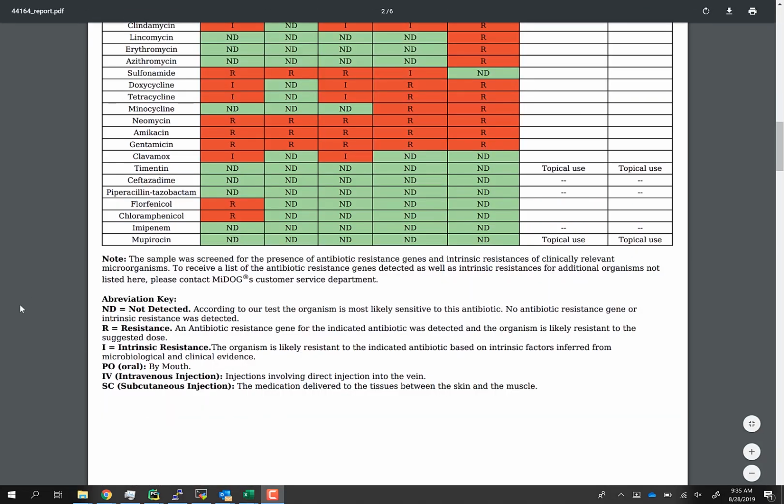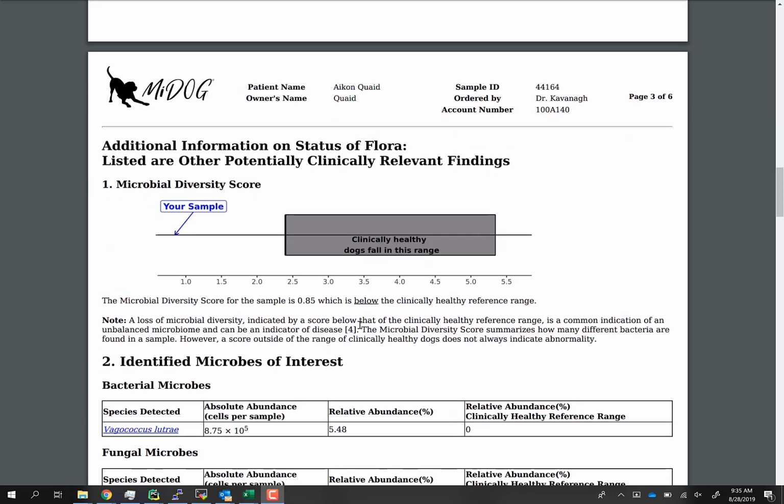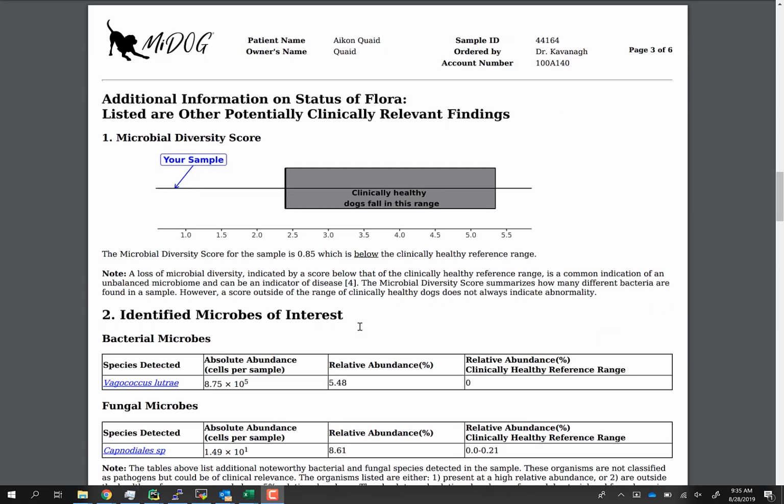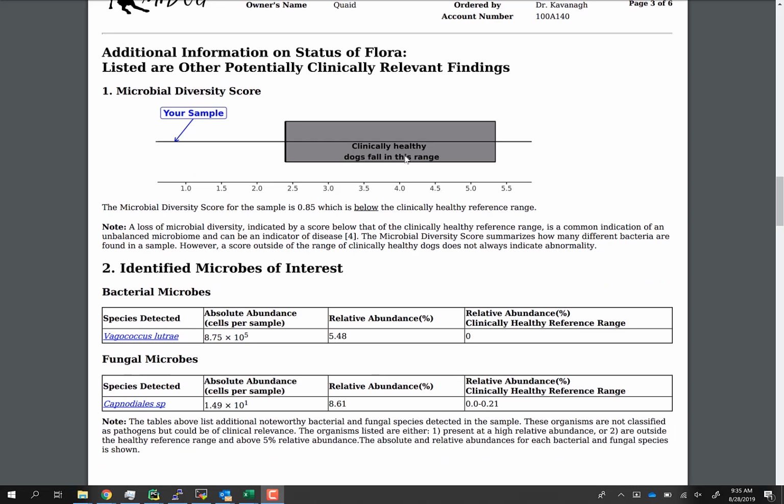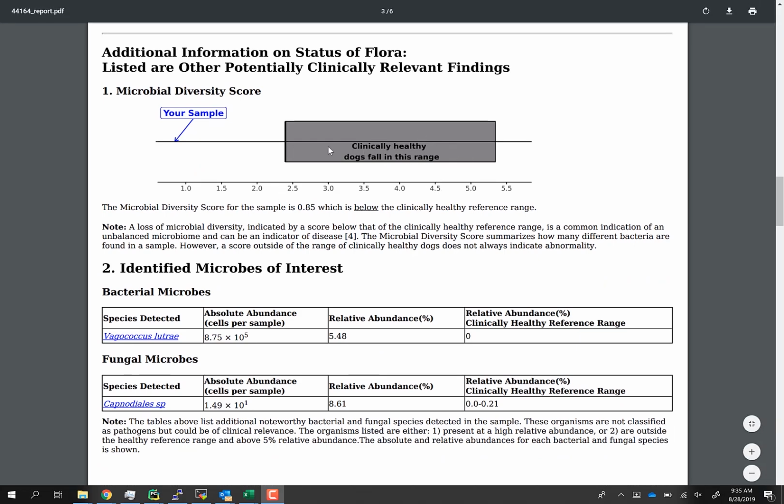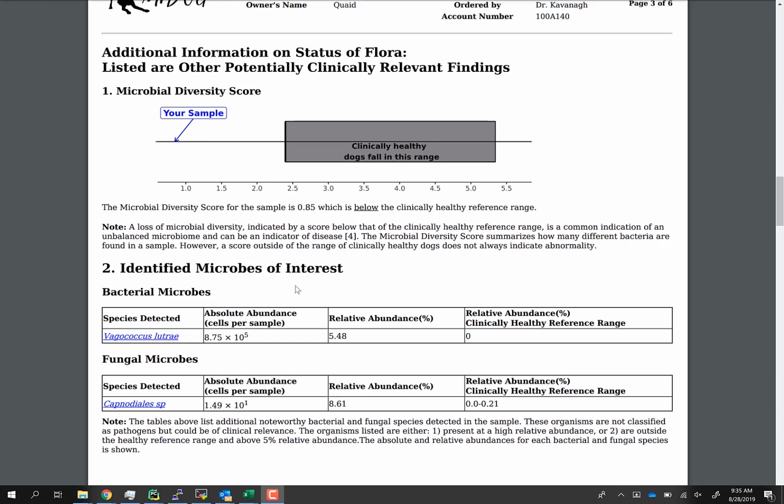On the bottom is a little key to tell you what each one of these letters mean. So if there's any questions, you can always refer to the key at the bottom. Those are primarily the first two pages I look at in detail. The following pages are extra information that can be useful in your sample. For instance, on this page, the first thing you see is a clinically healthy range for dog skin, and then where your sample falls. In this case, this sample is outside the normal reference range, so we consider that a pathogenic sample.